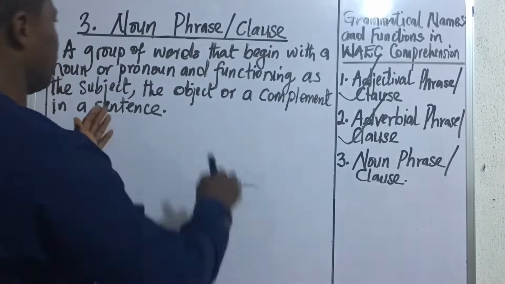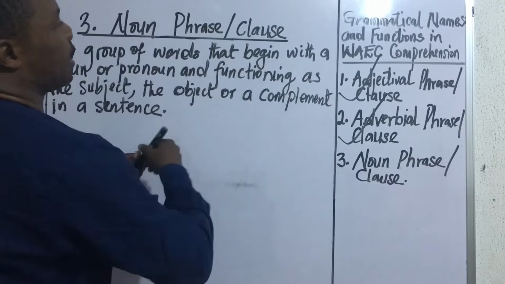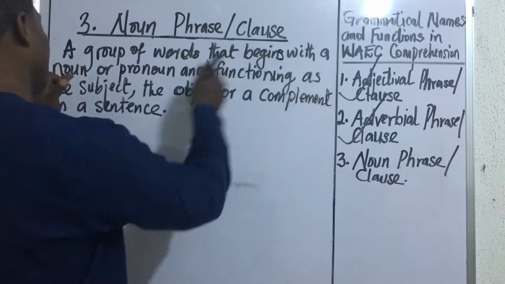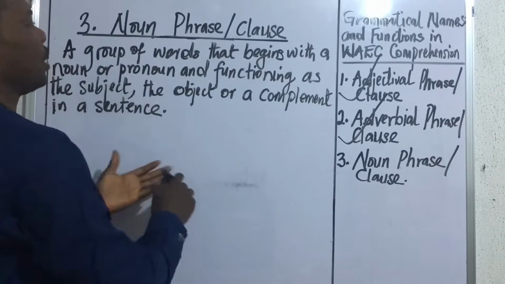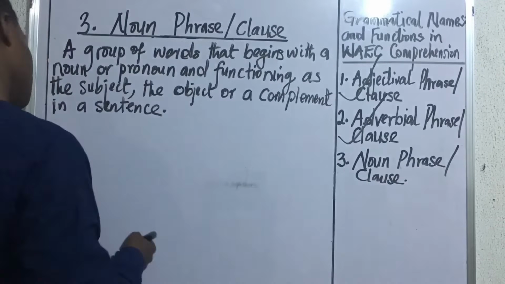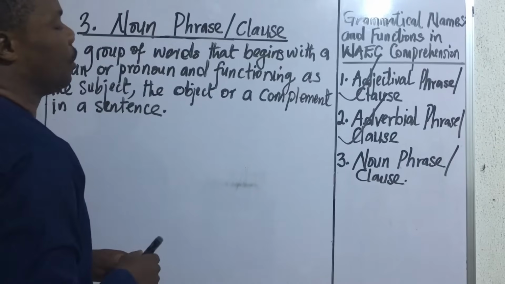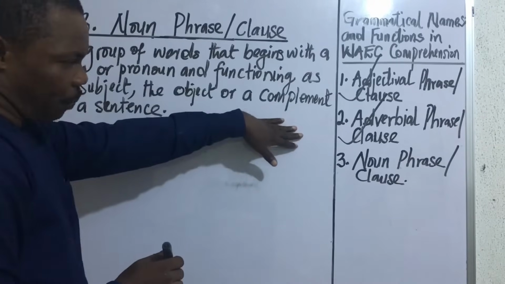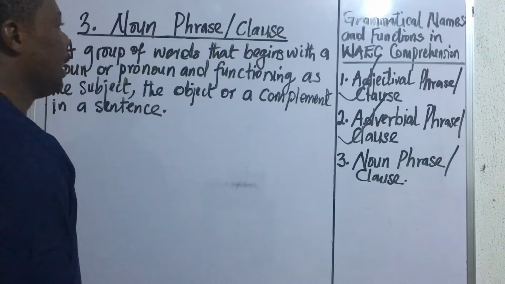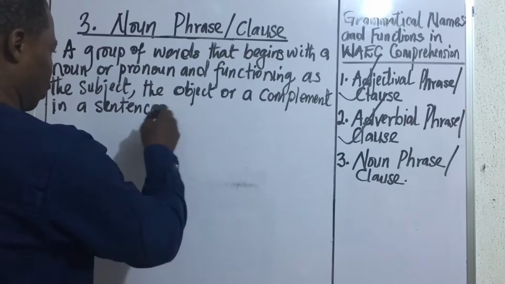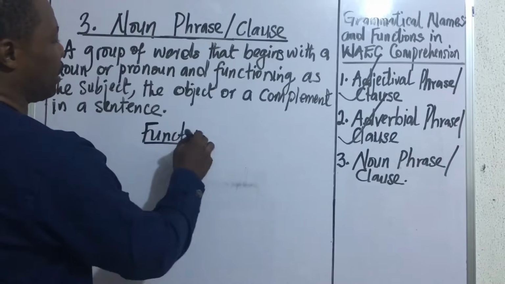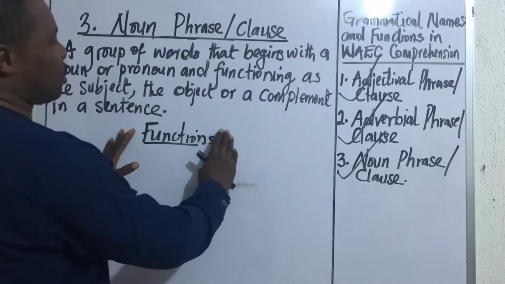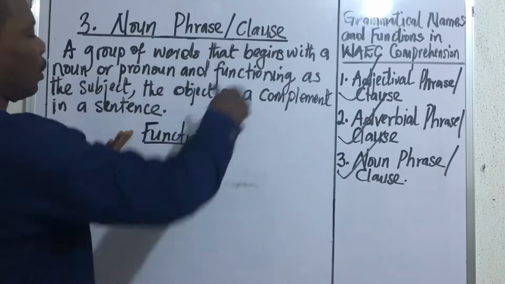A noun phrase is a group of words that begins with a noun or pronoun and functions as the subject, the object, or a complement in a sentence. Okay, and the complement can be complement of object or complement of subject. That already brings us into the function of what? Of noun phrase and noun clause. Functions of a noun phrase or noun clause.